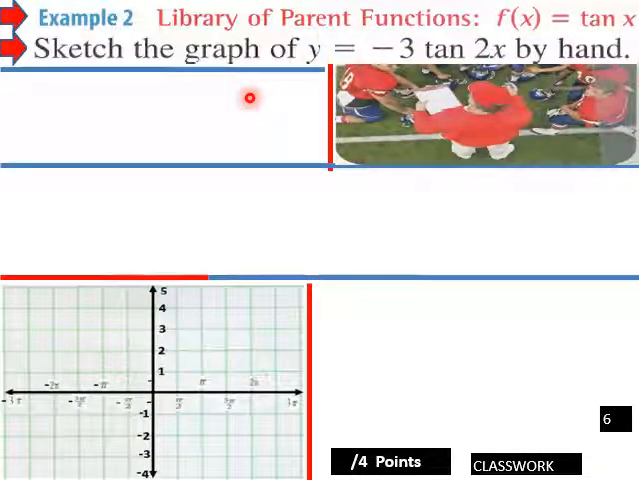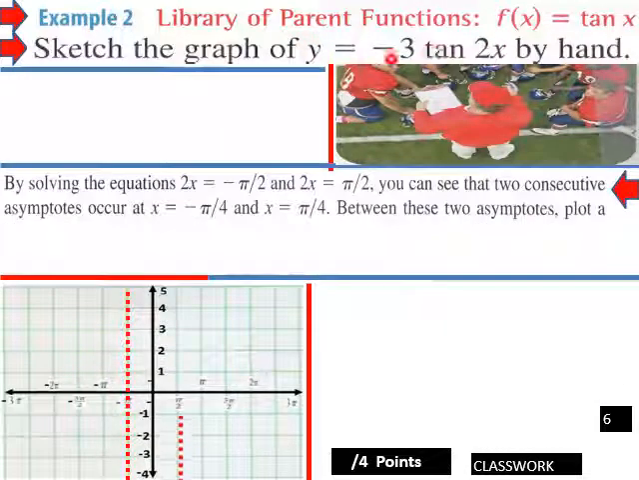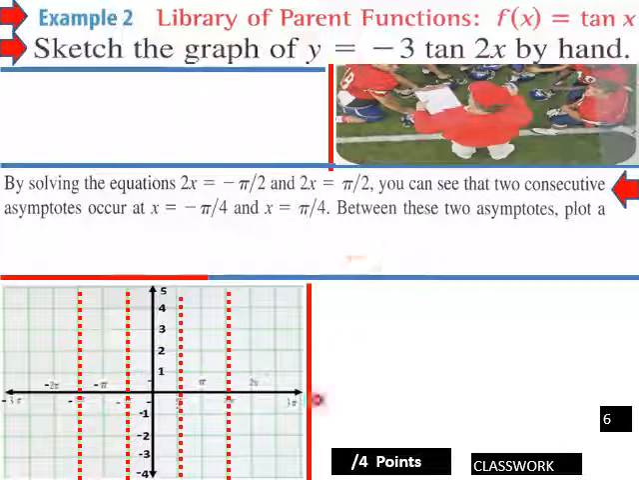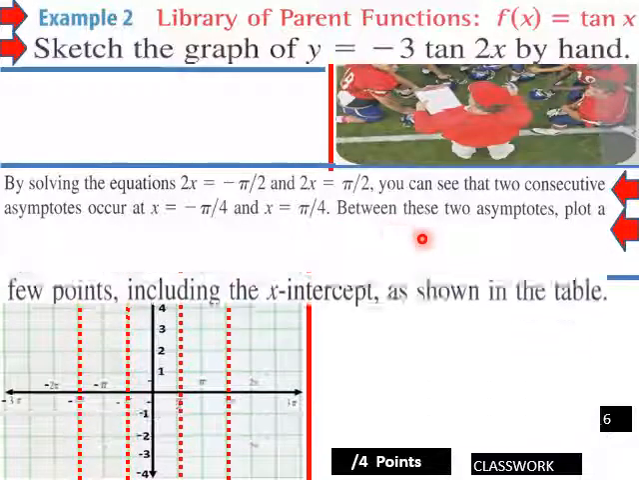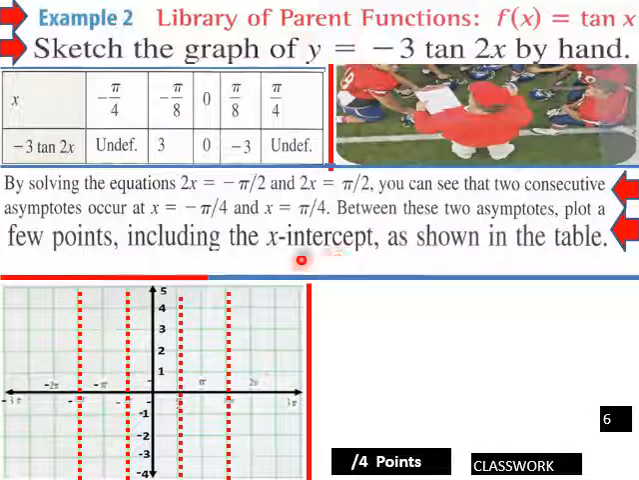F of x equals tan x. So sketch the graph of y equals negative 3 tan 2x by hand. First off, we have our vertical asymptotes. By solving the equations 2x equals negative pi over 2 and 2x equals pi over 2, you can see that the two consecutive asymptotes occur at x equals negative pi over 4, which is here, and x equals pi over 4, which is here.